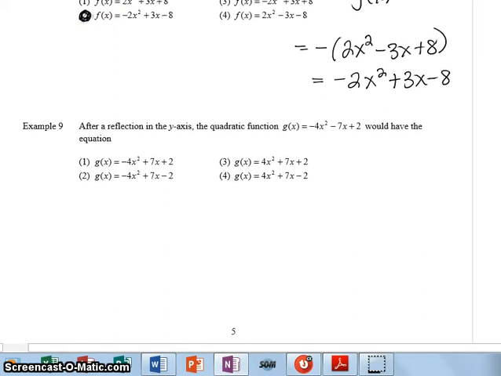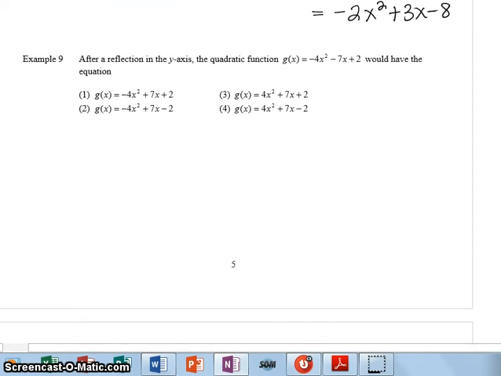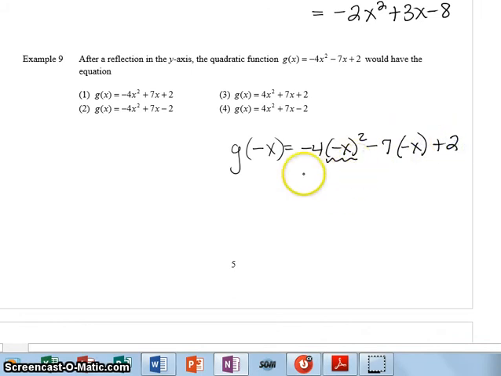Example 9. So now it wants a reflection in the y. Now y means you're going to put that little negative inside the parentheses. So it would be negative 4 times negative x quantity squared minus 7 times negative x plus 2. Now this stays positive because negative x squared is positive.